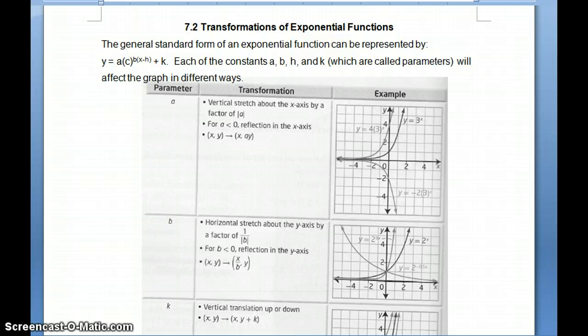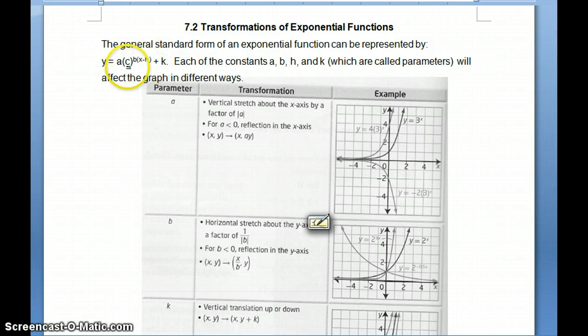So I mentioned that quite a few times in the last videos, so hopefully you guys had some time to prepare for this. So basically what we're going to be looking at is stretches, whether they're vertical or horizontal, and we're also going to be looking at translations, whether we're moving up, left, right, or down. We'll look at how different values will affect our exponential function.